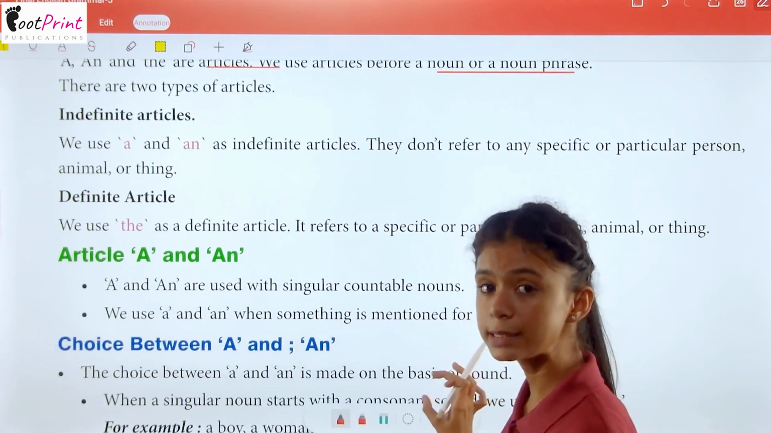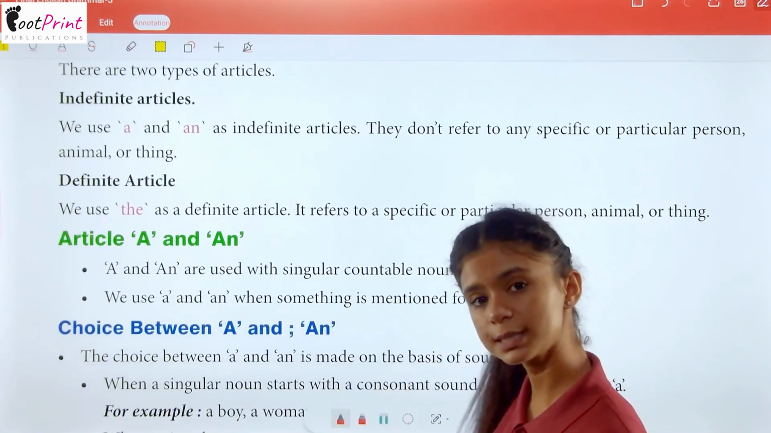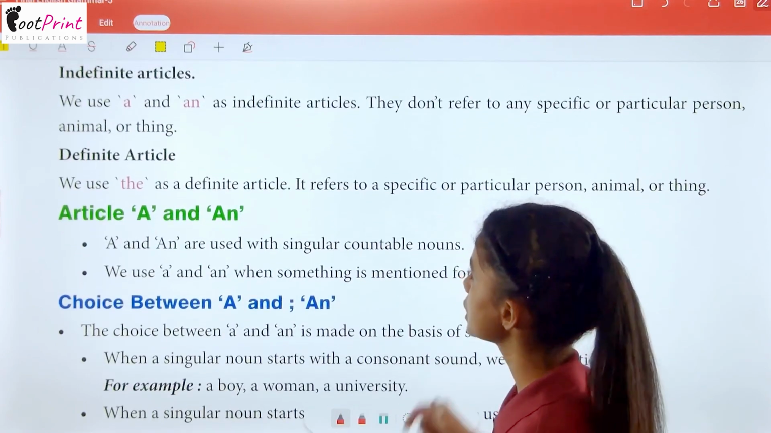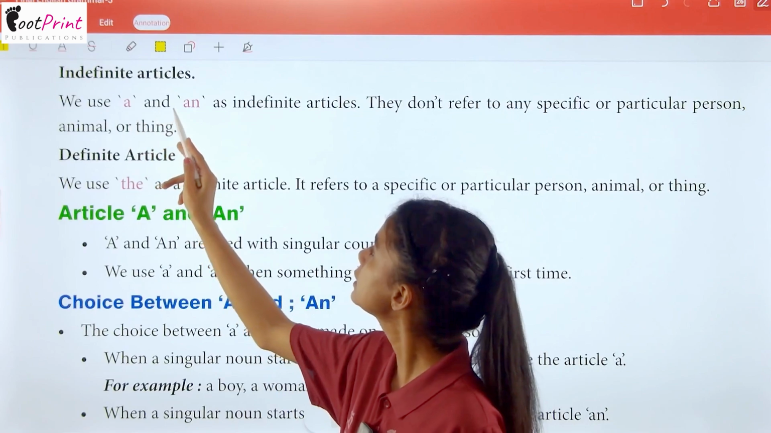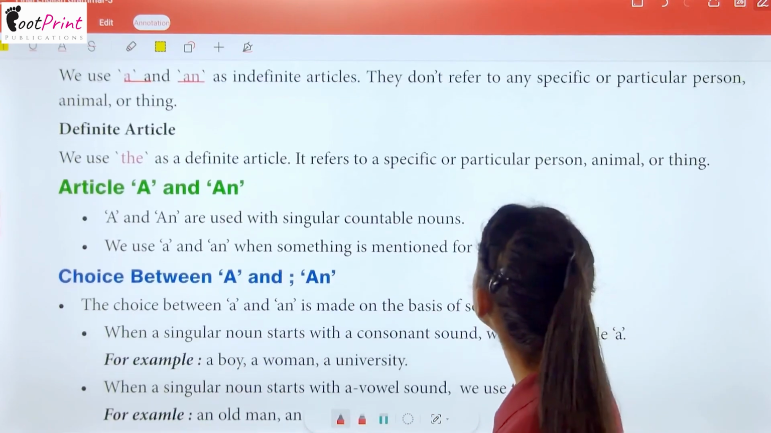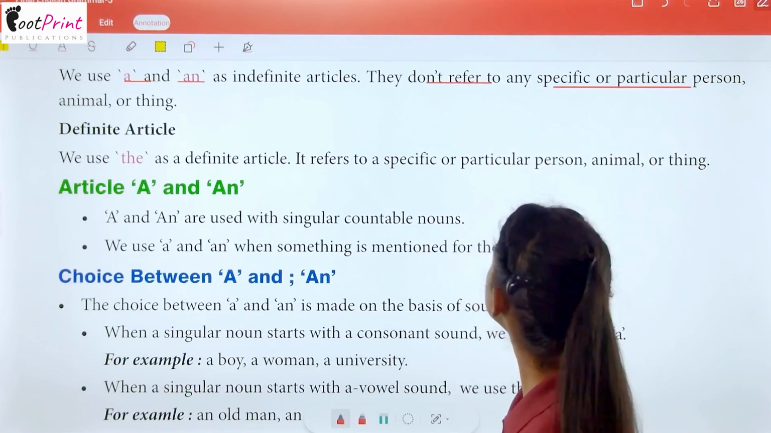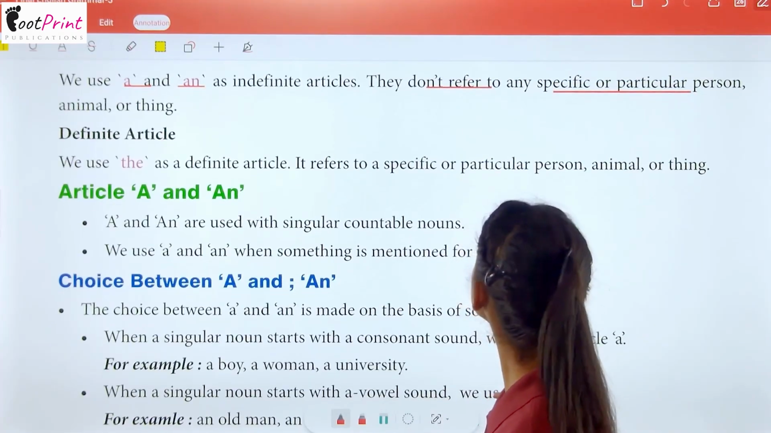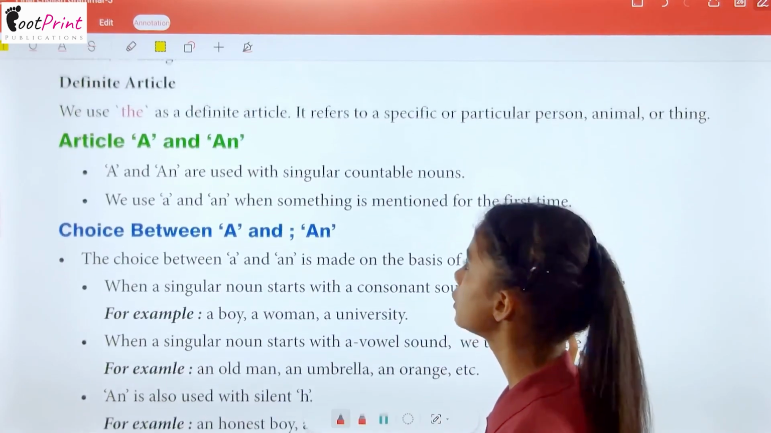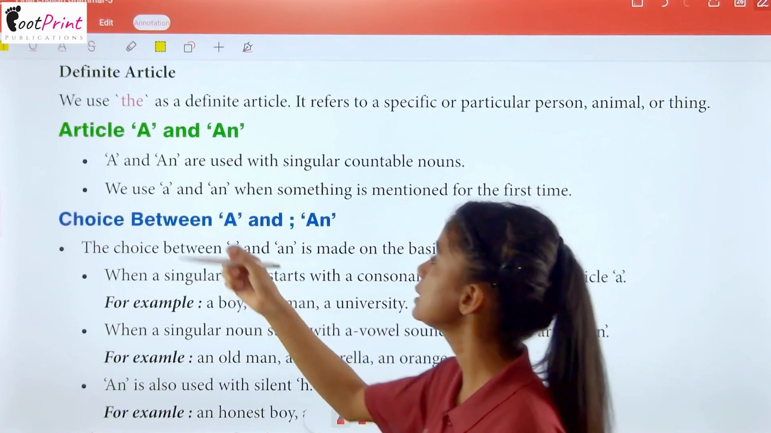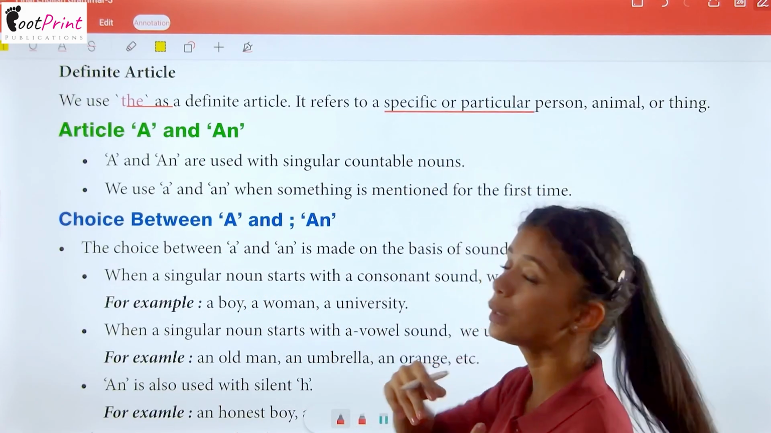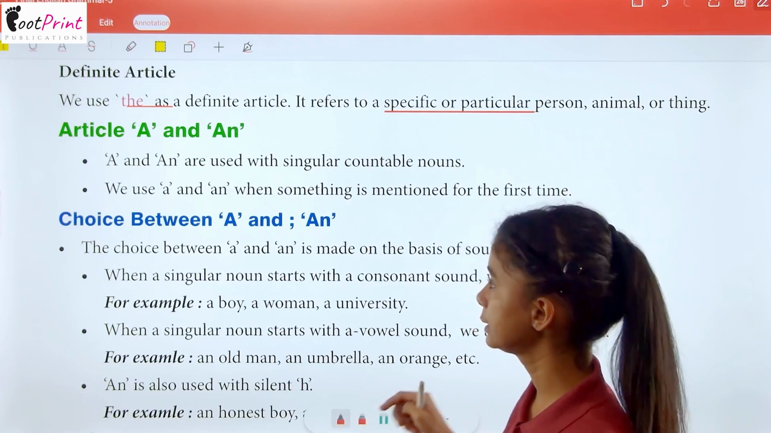So now the articles are of two types, indefinite and definite articles. First let's look at indefinite articles. They are a and an, and they are used as indefinite articles. They do not refer to any specific or particular person, place or animal. Anything is denoted by them. The definite article is the, which is used to refer to a specific or particular person, animal or thing.